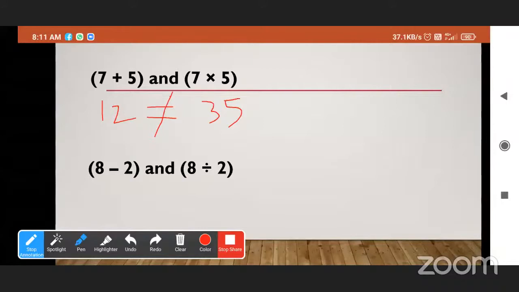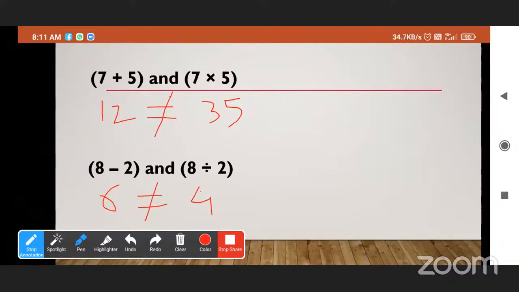Read. 8 minus 2 and 8 divided by 2. Now, we will find the value. 8 minus 2 is? 6. And 8 divided by 2 is? Yes, it is 4. Now, is it equal or not equal? Not equal. So these are equalities or inequalities? These are inequalities.